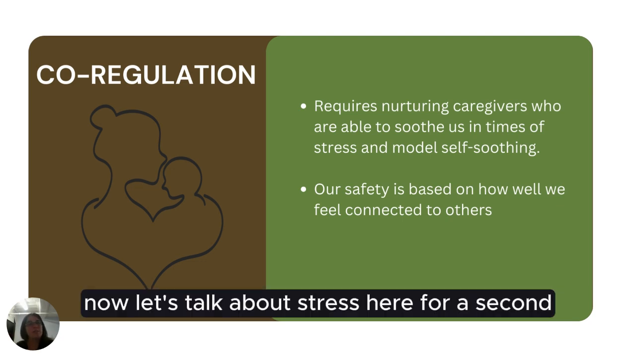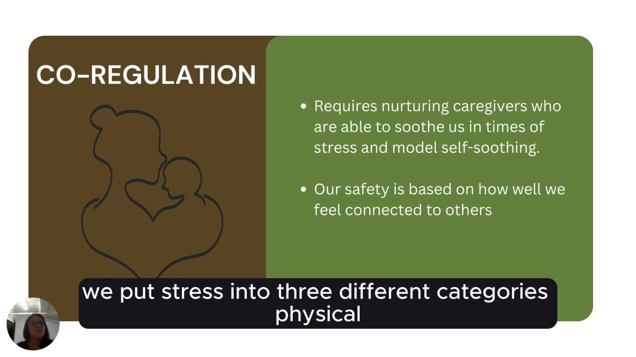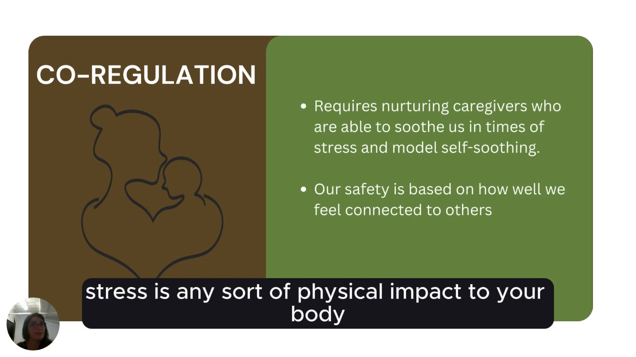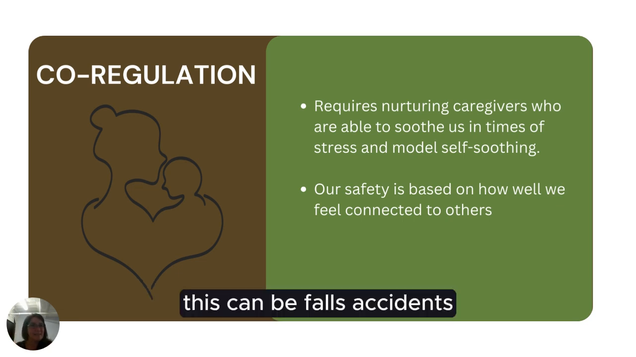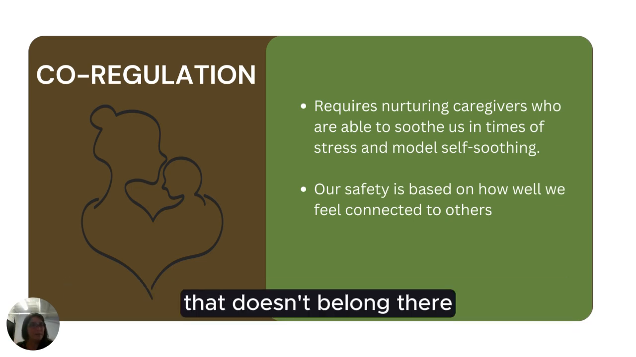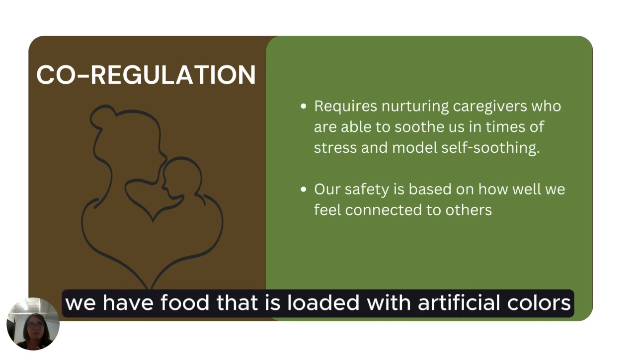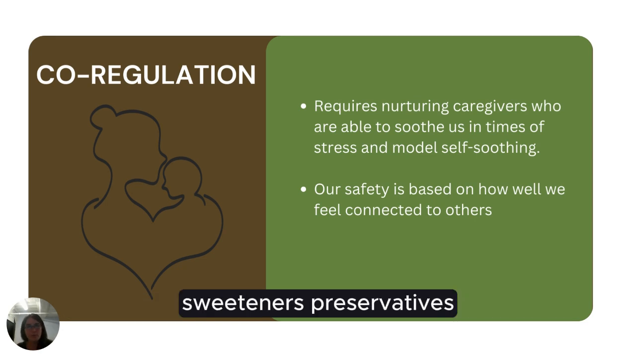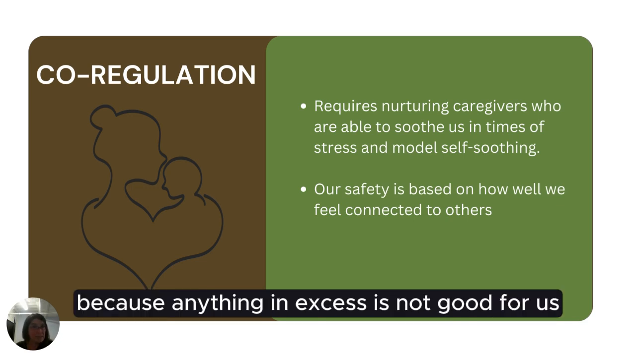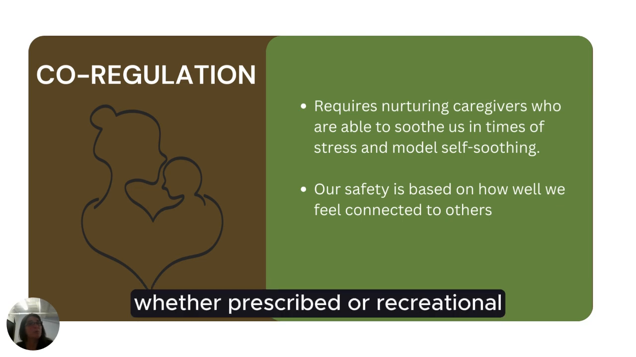Now, let's talk about stress here for a second, because chiropractically speaking, we put stress into three different categories: physical, chemical, and emotional. So physical stress is any sort of physical impact to your body. This can be falls, accidents, things like that. Chemical stress refers to anything that you put into your body that doesn't belong there. So when you think about food that's available in the grocery store, we have food that is loaded with artificial colors, sweeteners, preservatives. Also, anything that we take in excess, whether good or bad, because anything in excess is not good for us. Chemical stress also includes things like medications, whether prescribed or recreational.